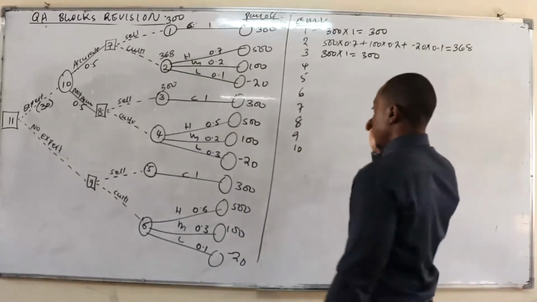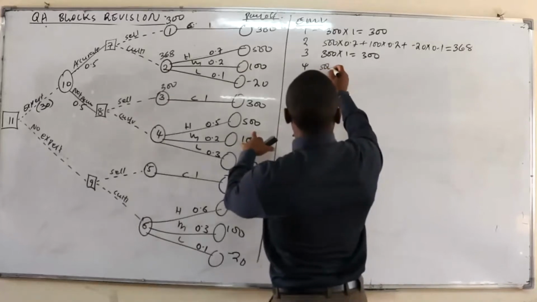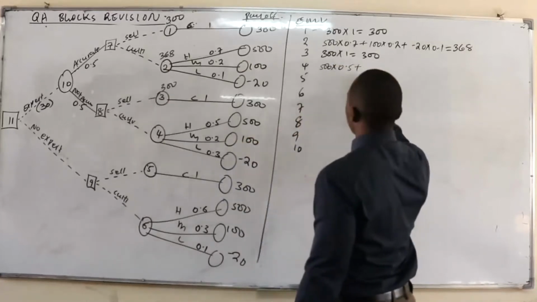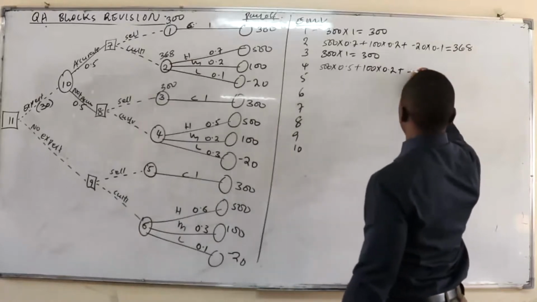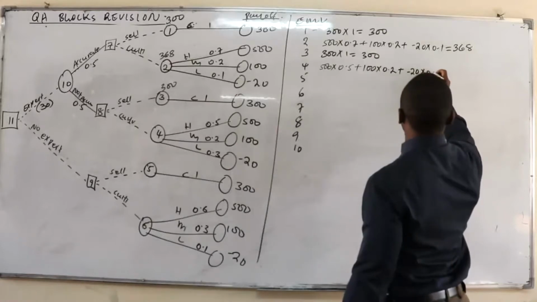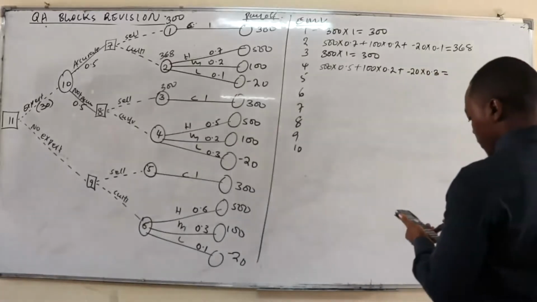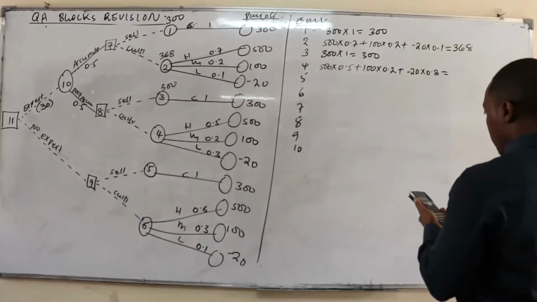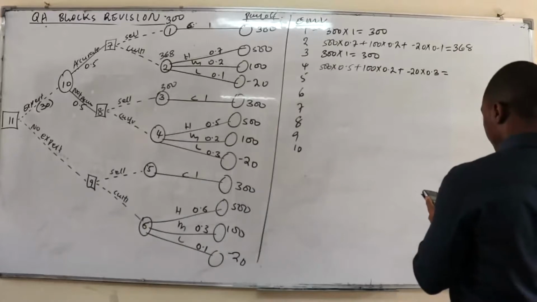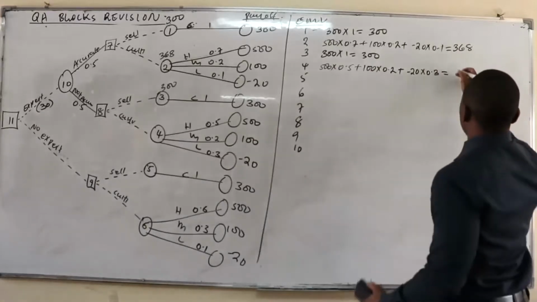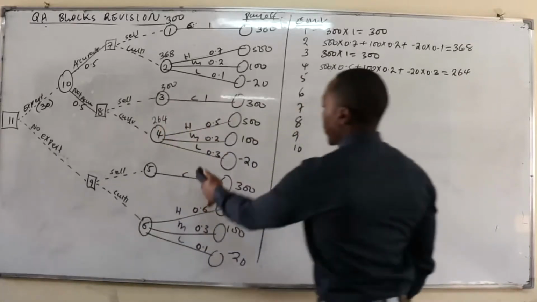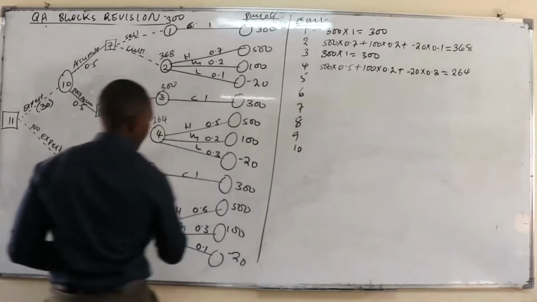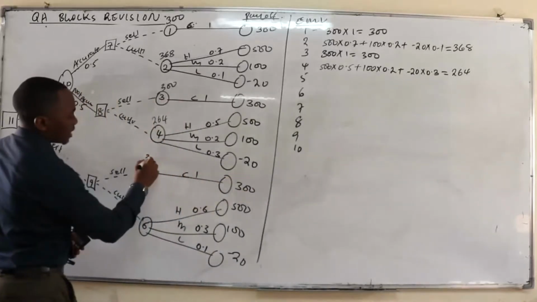we have 3 outcomes. So you can get 500 with probability of 0.5, or you can get 100 with probability of 0.2, and also you can get negative 20 with probability of 0.3. To get 264. Node 5 will be 300. It's 300 times 1, you still get 300.